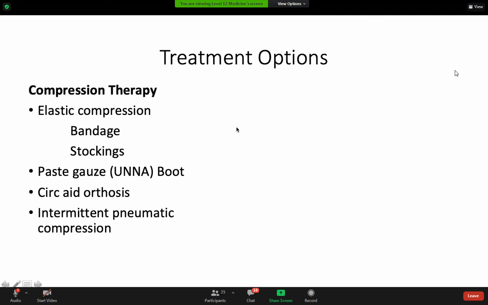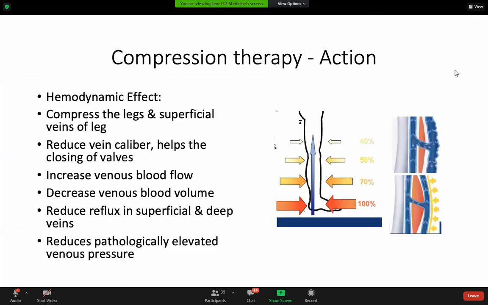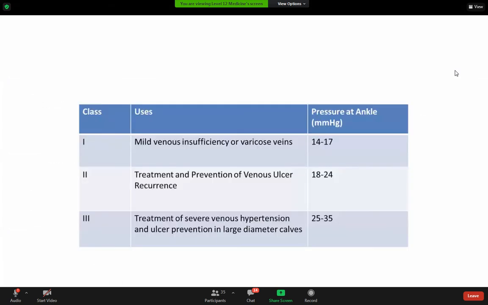So compression therapy with compression stockings, there are a lot of classes. Usually we use class 2 for varicose veins. Class 3 we use for lymphedema. Class 1 is just for DVT prophylaxis. So for varicose veins, usually class 2, which is approximately between 15 to 25 millimeters of mercury.